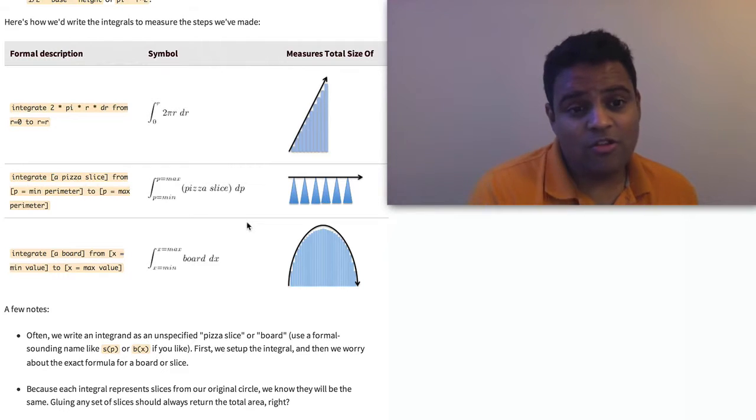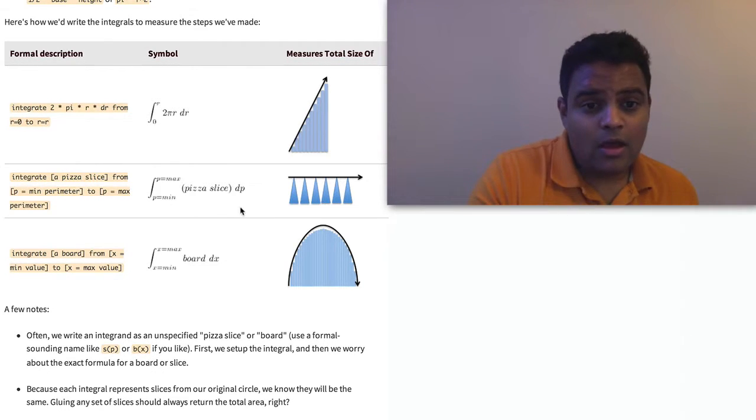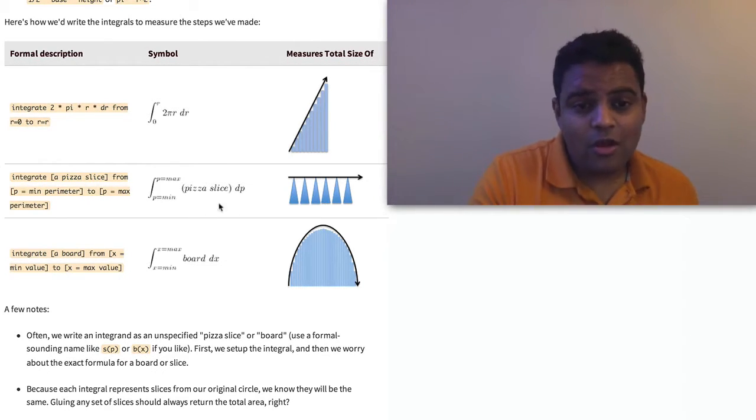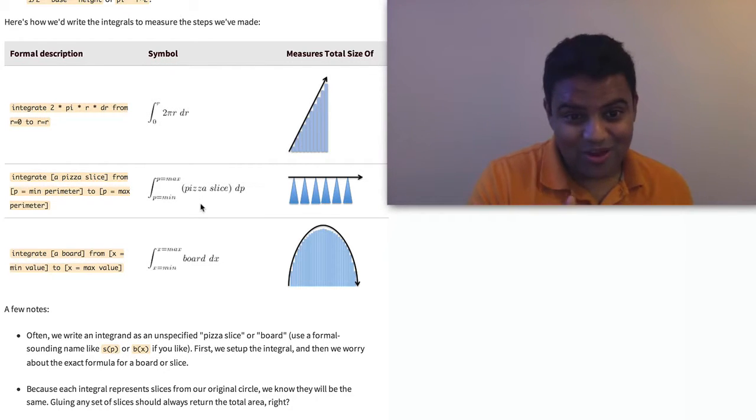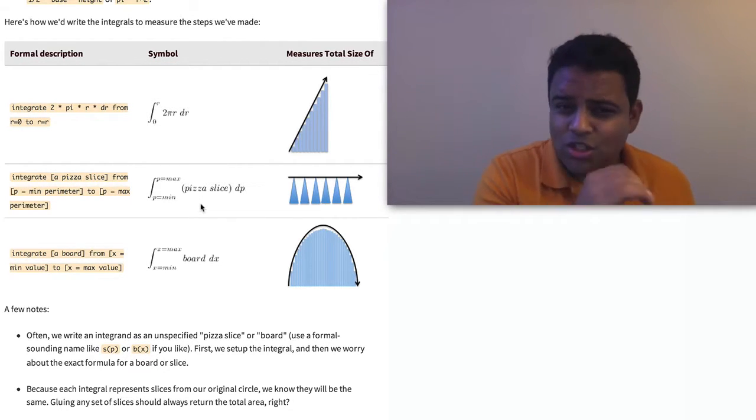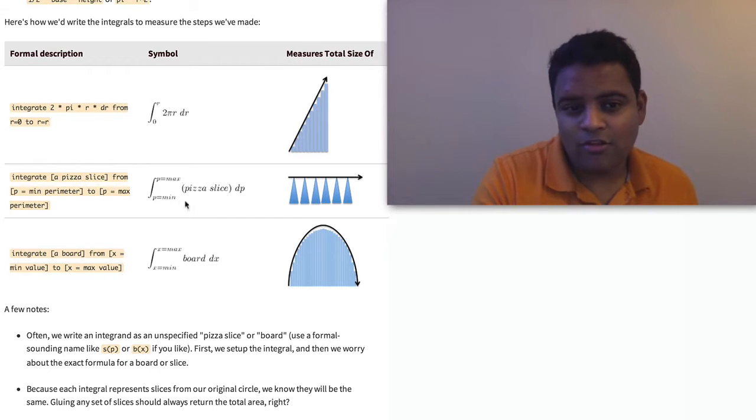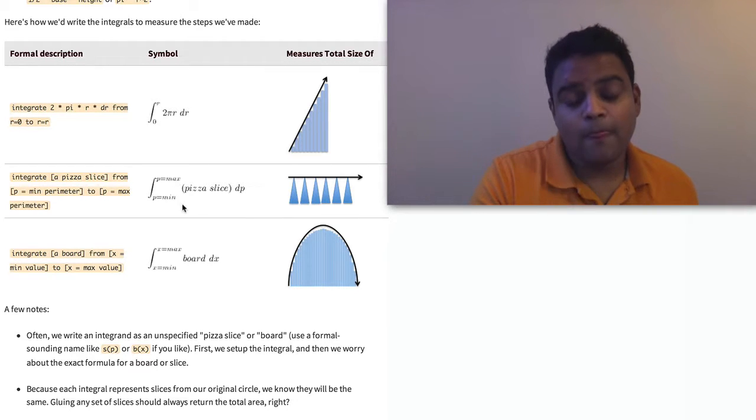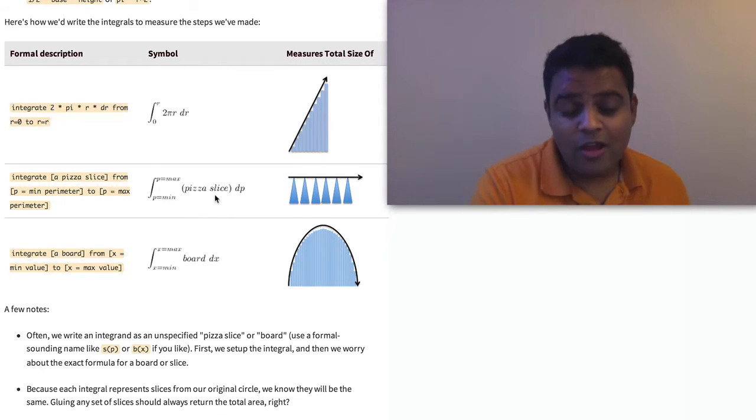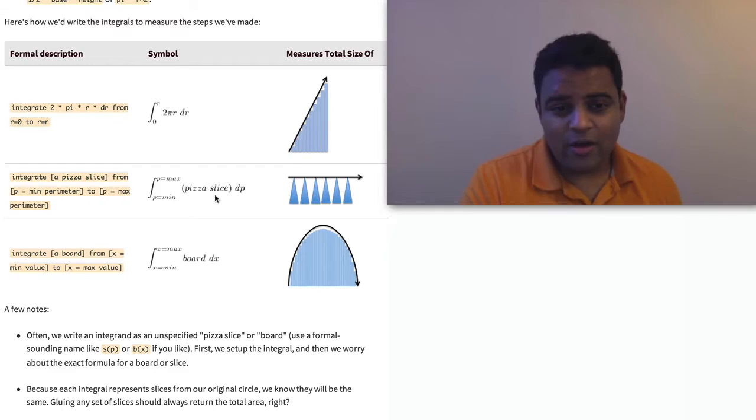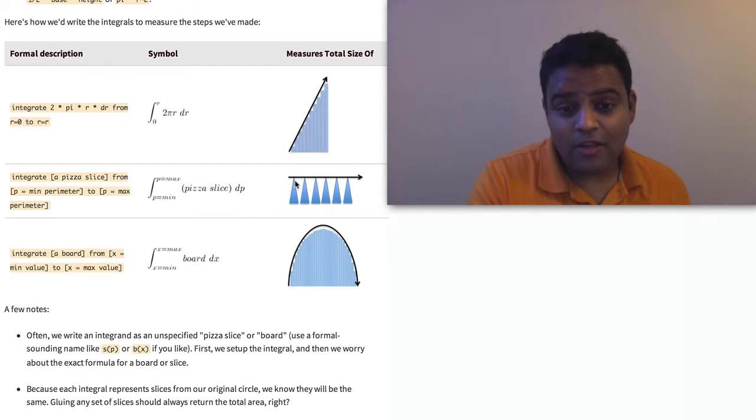Now, we don't have to be so specific. We can actually say, well, we want to add up some pizza slices, and we haven't actually specified how big it is. We can do that as a kind of follow-up question, but we can just get an idea for what the integral should look like. So we start at some minimum value, we go to some max value for the perimeter, and along the way we're adding up these pizza slices. Now the pizza slices are dp wide, and they have a certain kind of area as a result. And so the idea is to say, okay, let's just write it out, and then eventually we will put the area together.